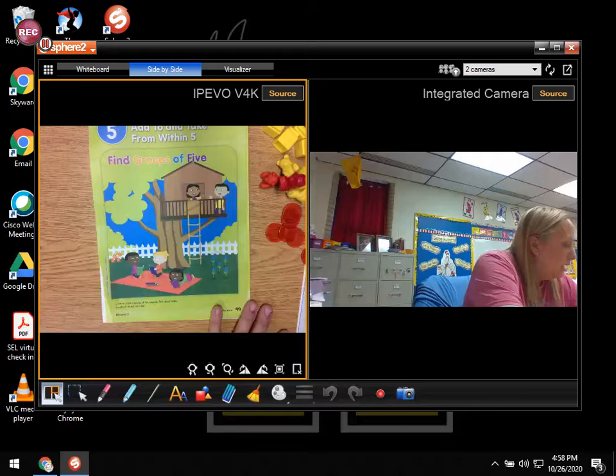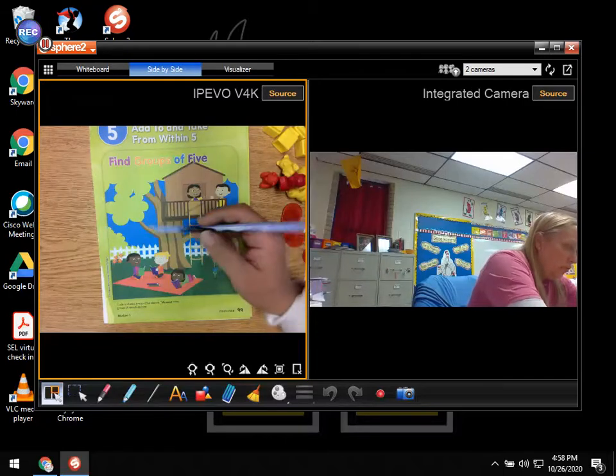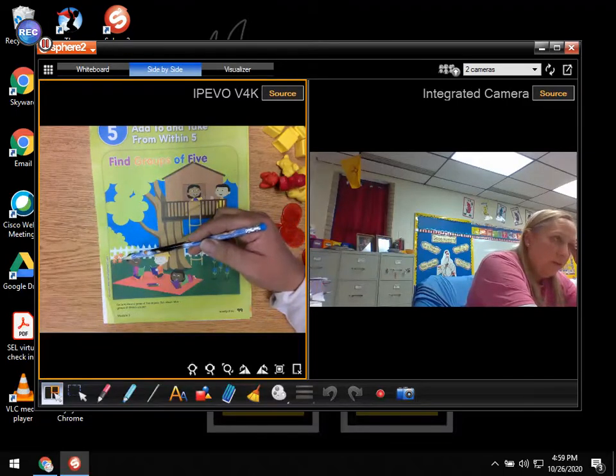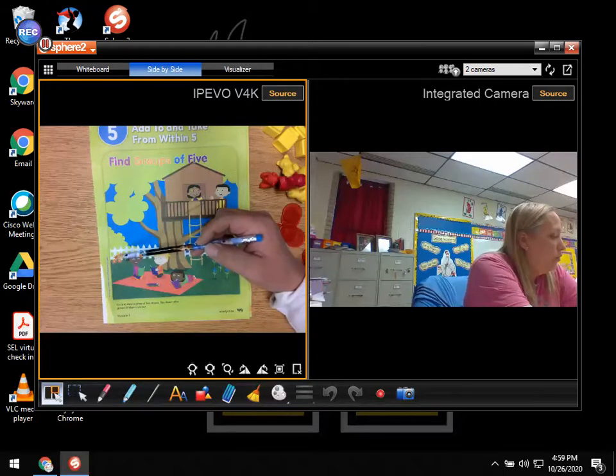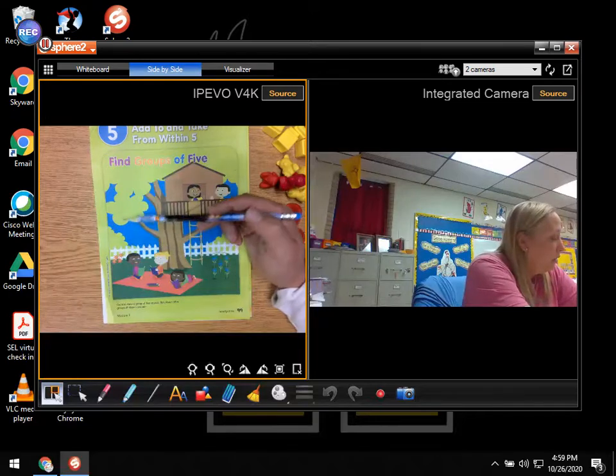Then let's take a peek. Let's see here. What other things do you see 5 of? If we go over here to this way, are there 5 flowers right here? If you count them, how many do you count? 1, 2, 3, 4. So there's not 5. So we're just going to leave that one alone.